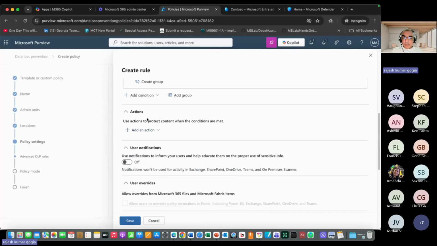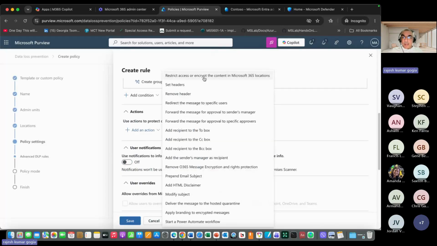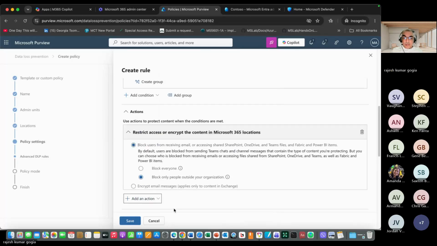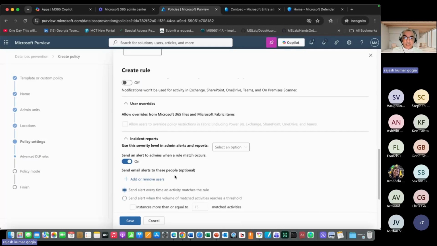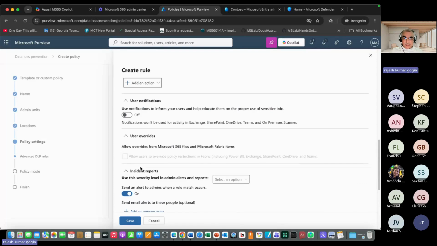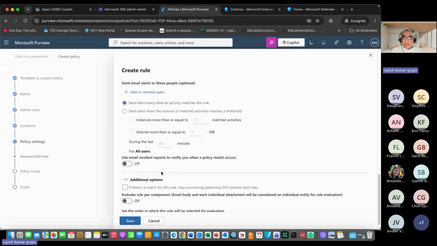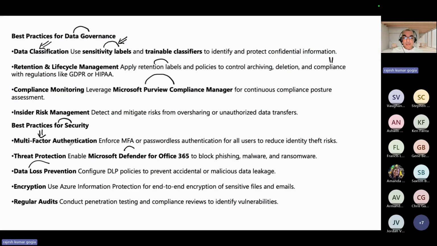I say, okay, user actions to protect. I can restrict access, and I can block the access as well. Block everyone from outside of the organization itself. And definitely the users are going to be notified when they are going to use the sensitive data, when they're trying to share, and the same reports can be generated. So overall, see how useful this feature becomes, and from the encryption perspective, you are using the AIP.